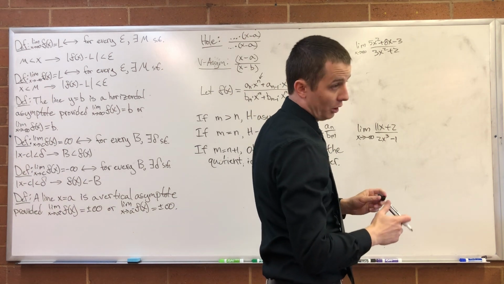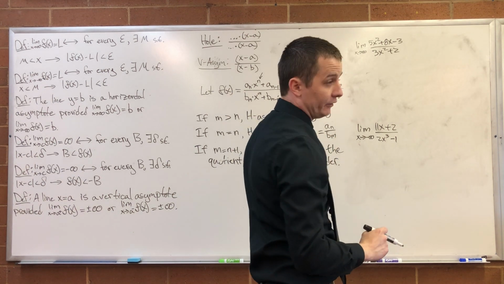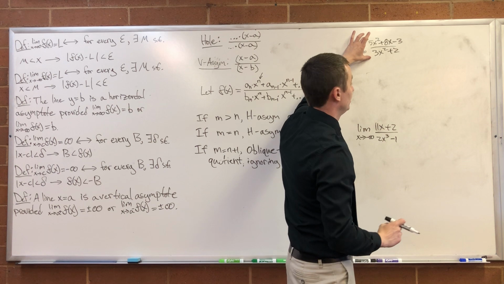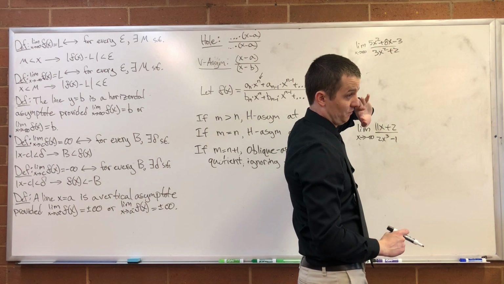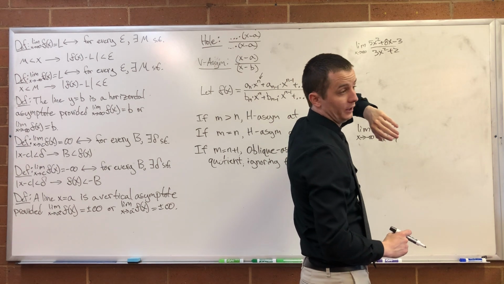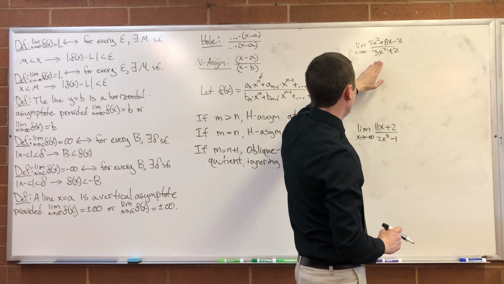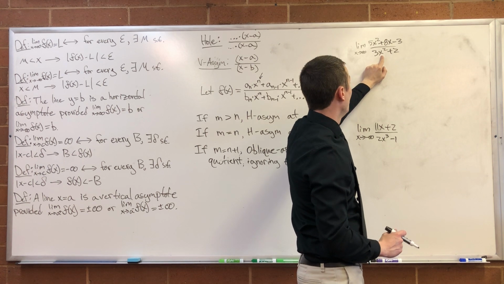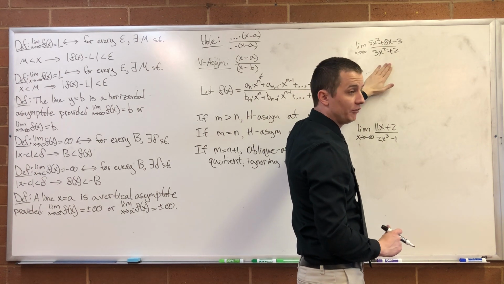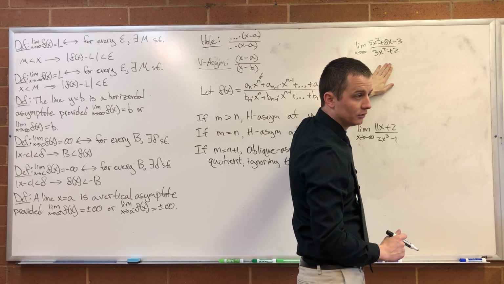Now, how do we actually show it? We're going to divide everything in the numerator and everything in the denominator by the highest term we see in the denominator. So the highest order term we see in the denominator is x squared. You with me? So I'm going to divide everything in the numerator and everything in the denominator by x squared.